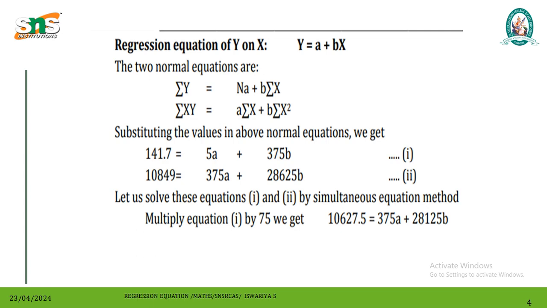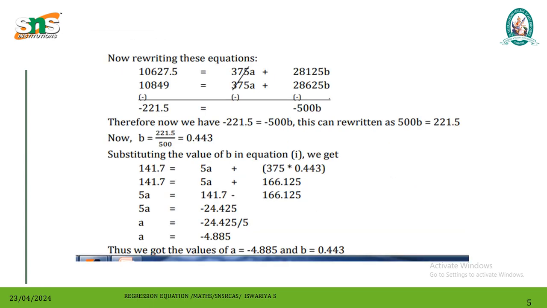By solving these two equations, we get the answer for b. Here the value of b is equal to 0.443. Now we are going to substitute the value of b in equation number 1. By substituting the value of b in equation number 1 and further calculation, I get the value of a as minus 4.885.